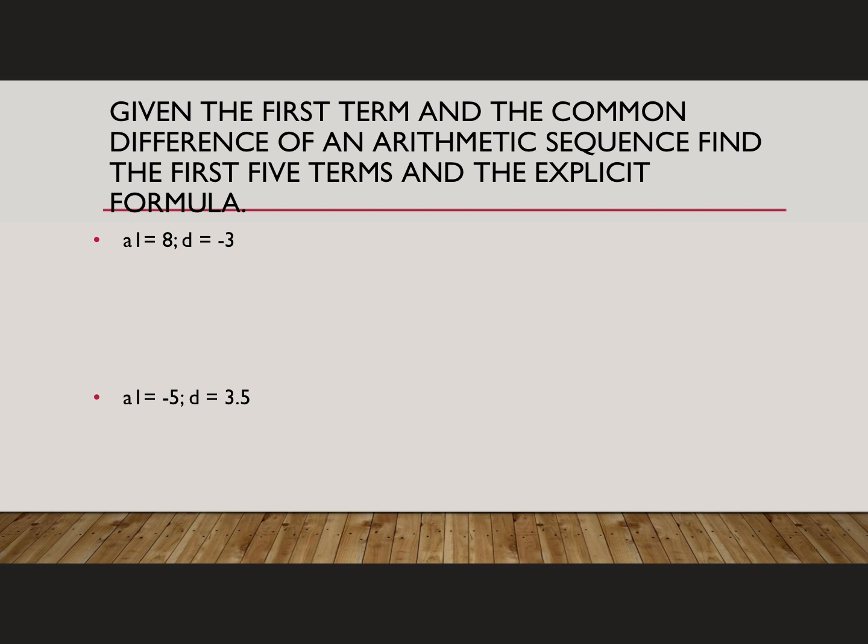Okay, so now let's look at doing this a little bit different. We're given the first term, A sub 1 equals 8, and they gave us the common difference, d equals negative 3. We're going to find the first 5 terms and then the explicit formula. So let's do the first 5 terms first. I know A sub 1 is 8. I know my common difference is negative 3, so I'm subtracting 3 each time, so it becomes 8, then 5, then 2, negative 1, negative 4.